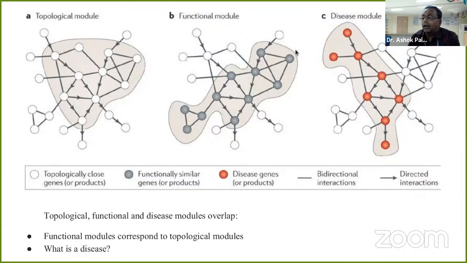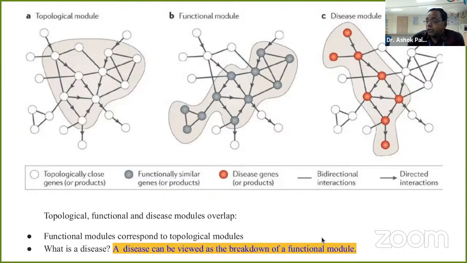So what is the disease? Now we can say a disease in network terms can be defined in terms of a disease module. That is, in terms of a functional module. If there's a breakdown in the function, then it's going to yield a disease phenotype. So any breakdown in functional modules which corresponds with the disease module, okay, they are basically the diseases that we are familiar with. So a disease can be viewed as the breakdown of a functional module. Okay, and this is a new understanding that we have from a network perspective.